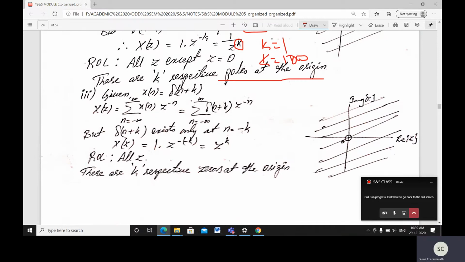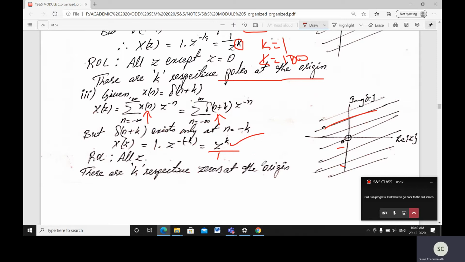In the same way, for delta of n plus k, substitute in the z transform equation. Here delta of n plus k exists at n equals minus k. Therefore, x of z equals z raised to minus of minus k, which is z raised to k. The region of convergence is again the whole z plane. The denominator is 1, so you only get the numerator function, which gives zeros.